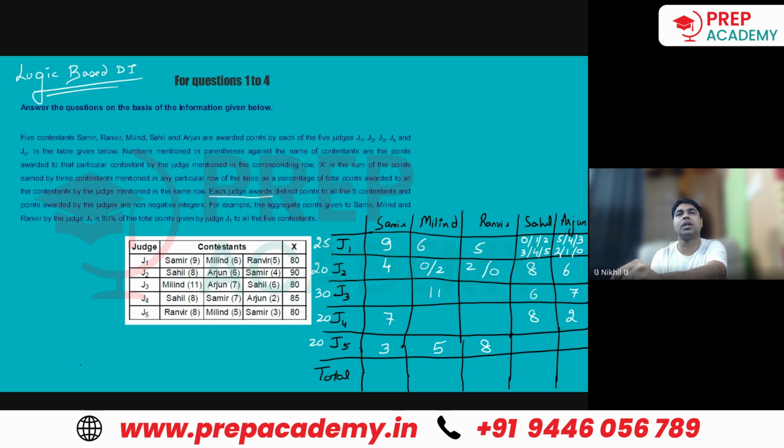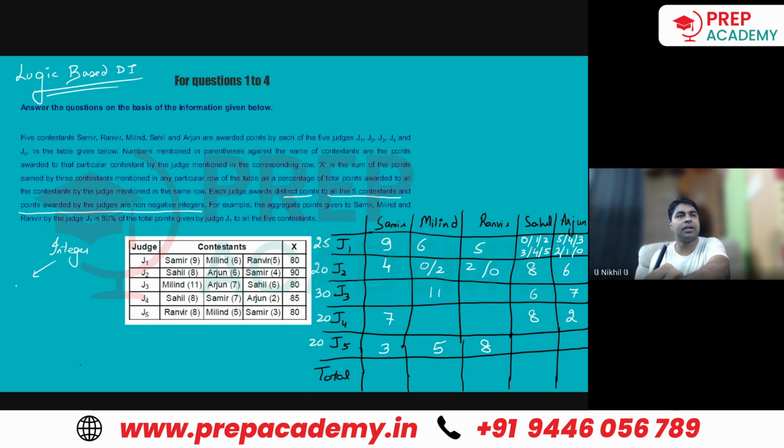Each judge awards distinct points to all the 5 contestants, and the points awarded by the judges are non-negative integers. Non-negative means the integers can be 3 things. I hope you have learned that already.